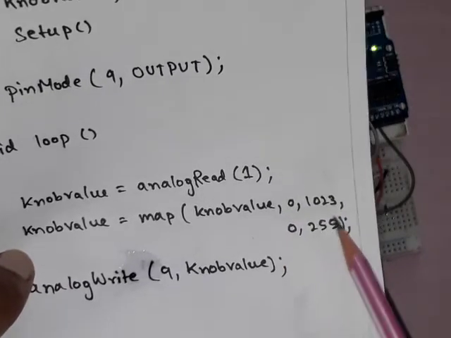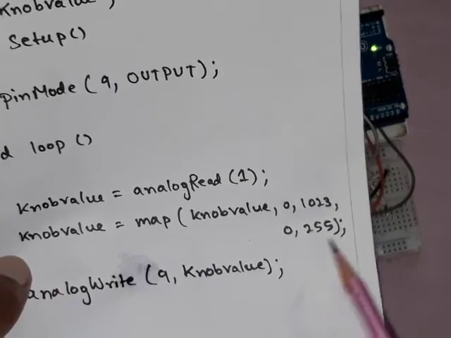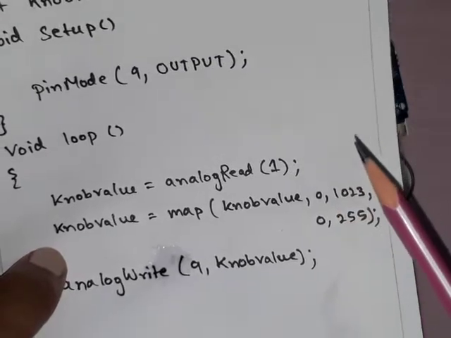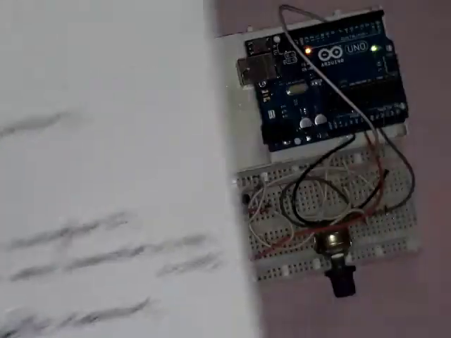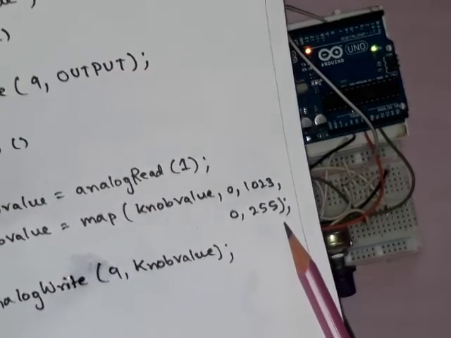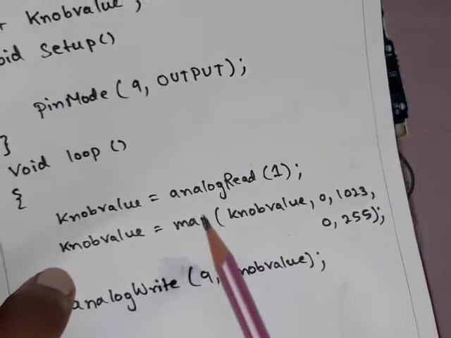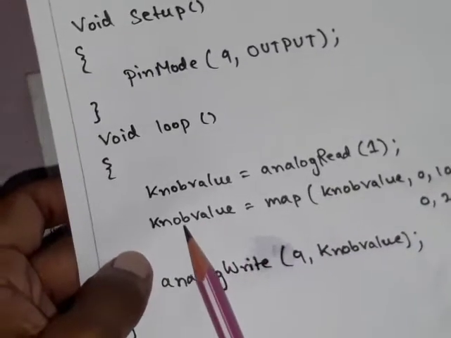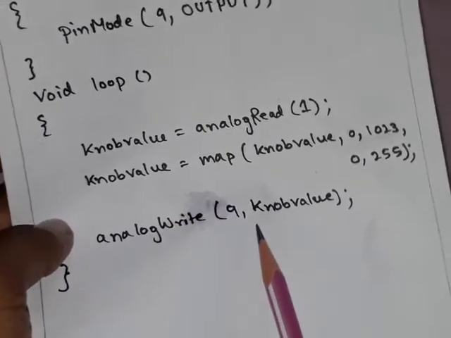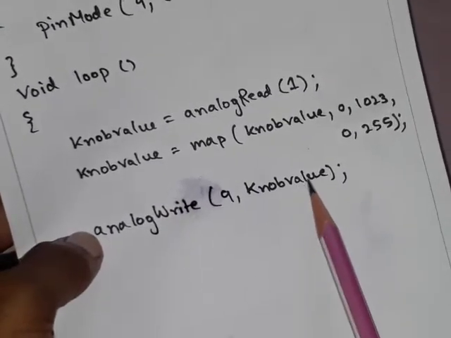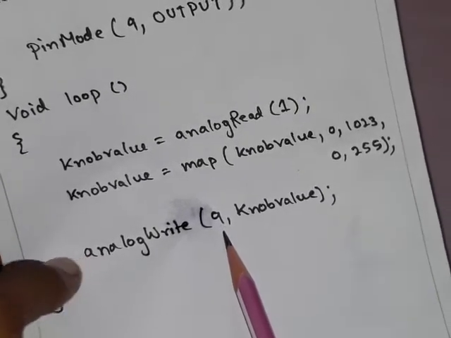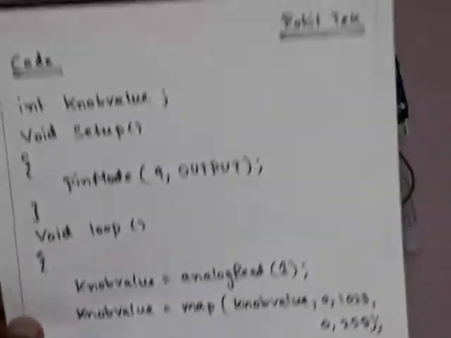And for the output, the digital to analog converter of this microcontroller is 8-bit, so the value is from 0 to 255. So I'm basically mapping these values, and I'm storing the mapped value in the knob value. And finally, I am just outputting that mapped value to pin 9. That's it.